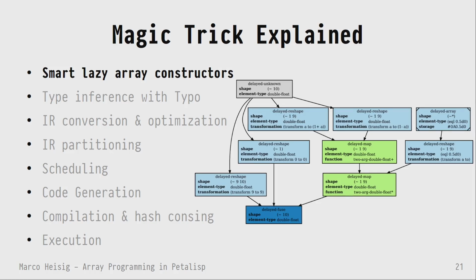So the bright blue ones are the reshapes, and the green ones are the maps, and the dark ones are the fuse nodes. So really, really simple structure. And then these constructors for those lazy arrays are smart. For example, they compose consecutive reshapes into one and drop a lot of trivial instructions right away.